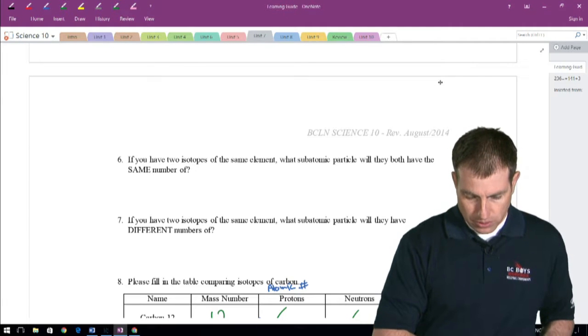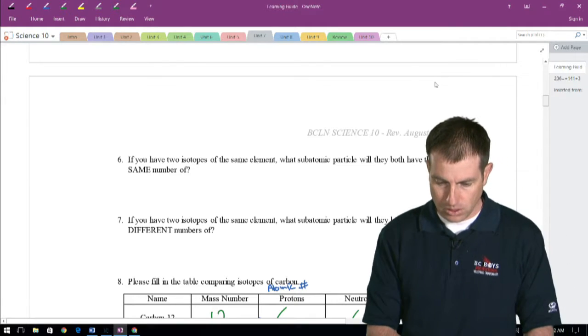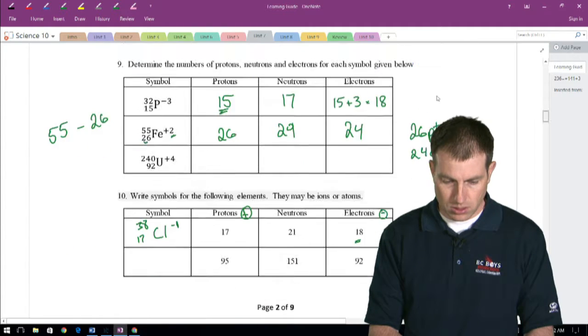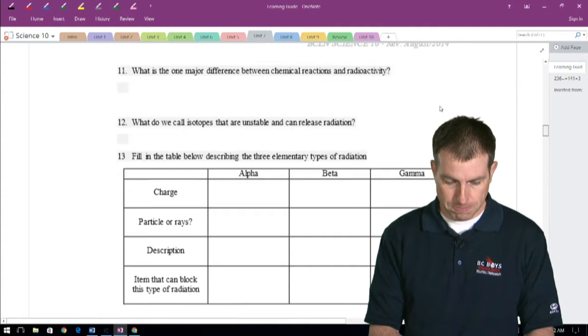And Carla wants number 13. Can do that. Maybe I still have it done from last year.